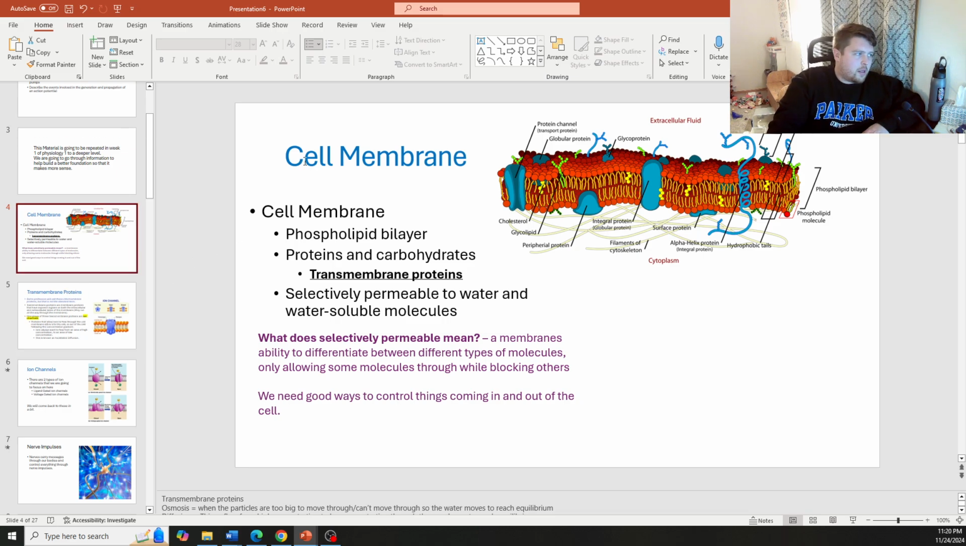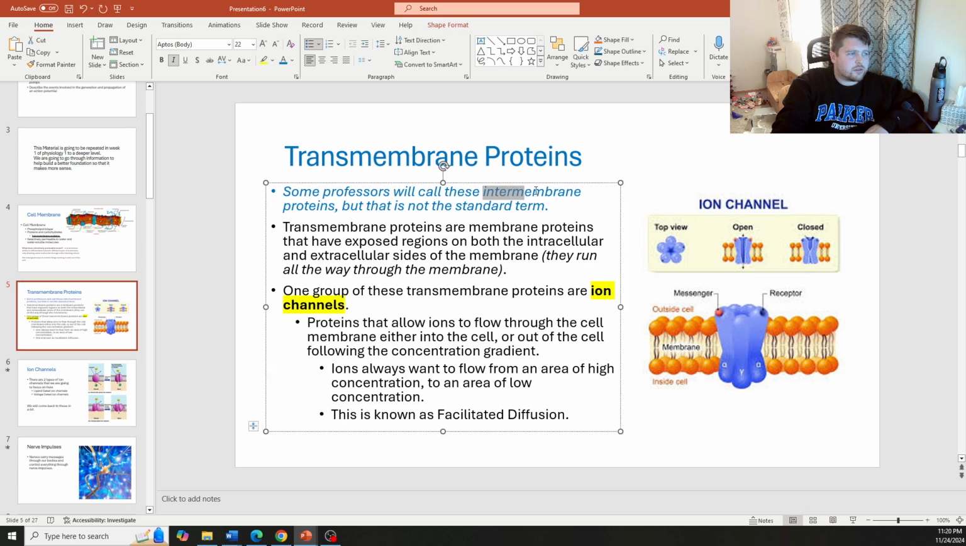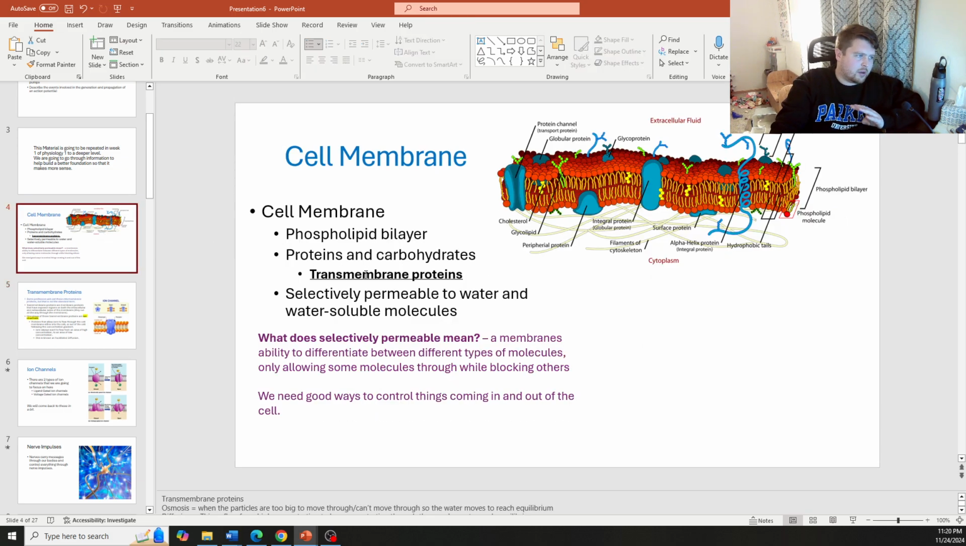So cell membranes. This is something coming from Physiology 1. And a lot of information that we should already know at this point. We have our phospholipid bilayer of all of our membranes, and there's a bunch of proteins and carbohydrates stuck all throughout it. Specifically, there are some proteins that are called transmembrane proteins. Sometimes these are called intermembrane proteins, but the technically correct word for these is transmembrane proteins.